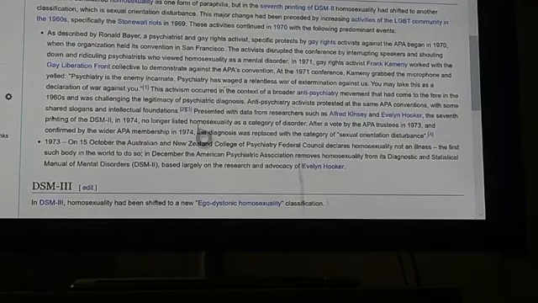1973, on October 15th, the Australian New Zealand College of Psychiatrists Federal Council declares homosexuality not an illness, the first such body in the world to do so. In December, the American Psychiatric Association removes homosexuality from its Diagnostic and Statistical Manual of Mental Disorders, based largely on the research and advocacy of Evelyn Hooker.